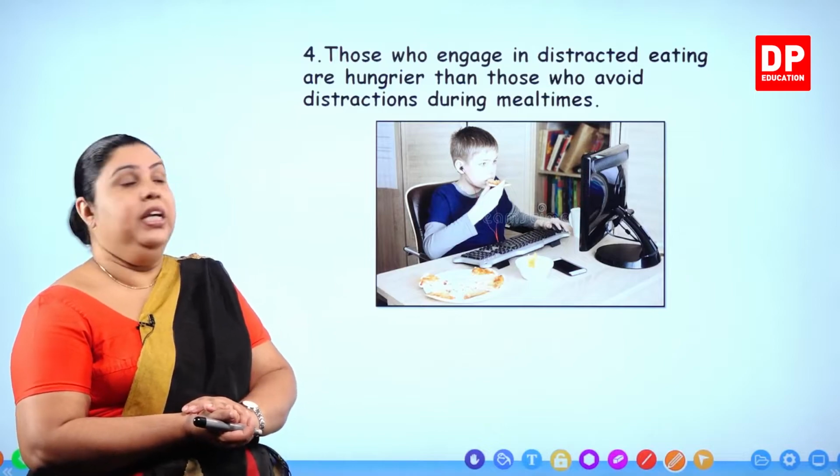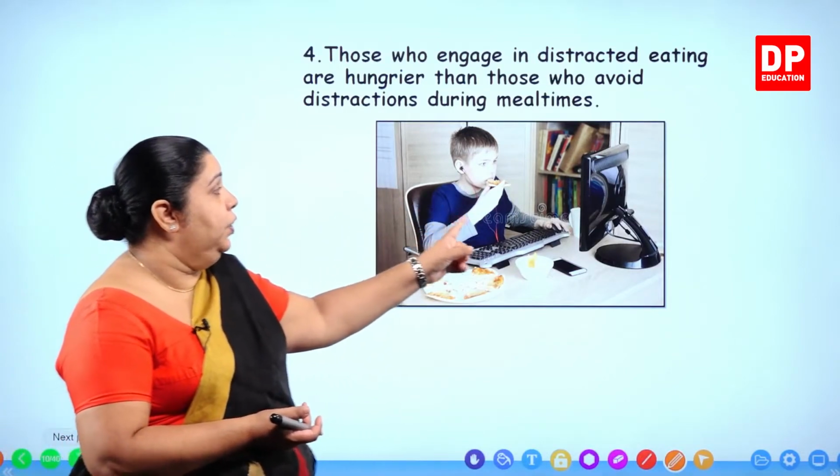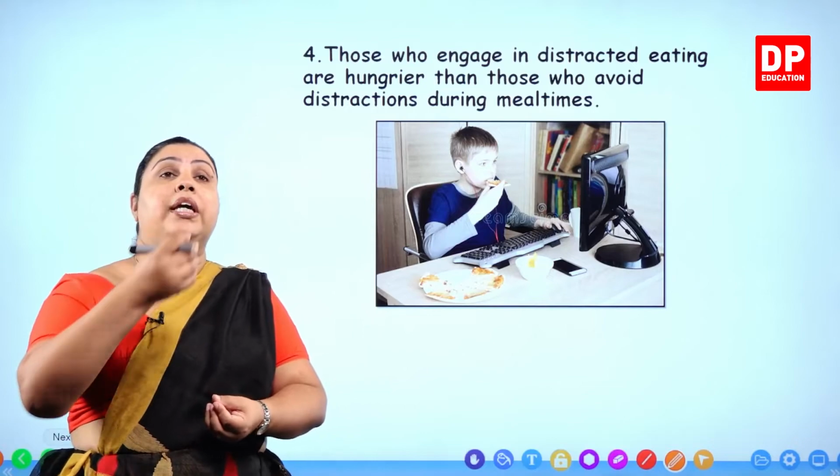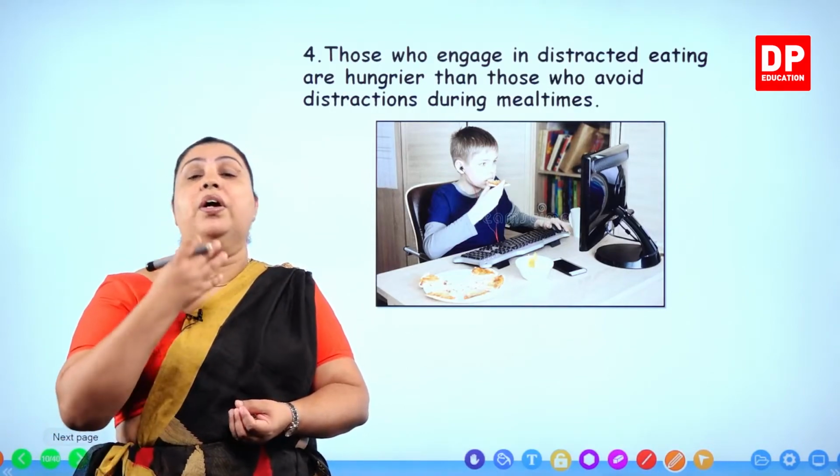Now don't get into the habit of watching TV and just looking at the screen and eating. You don't know what you're eating even.